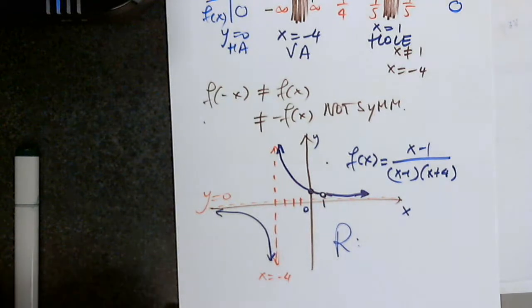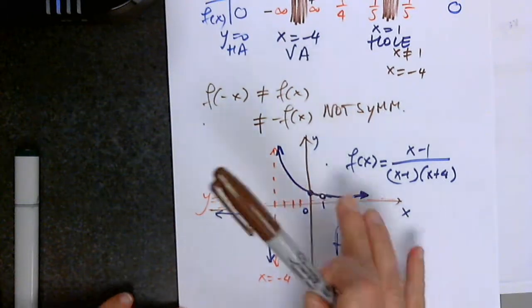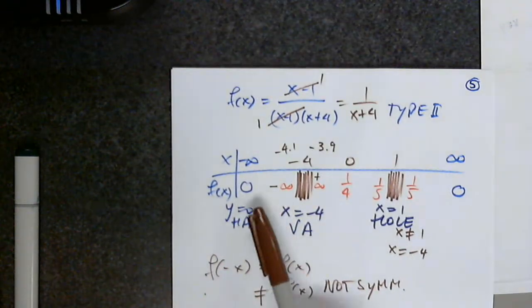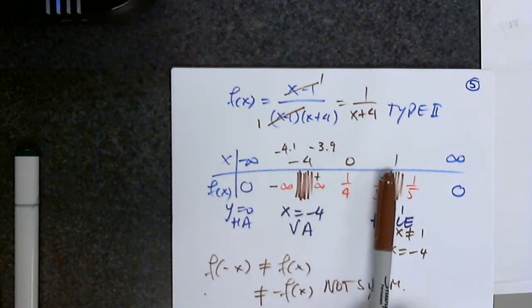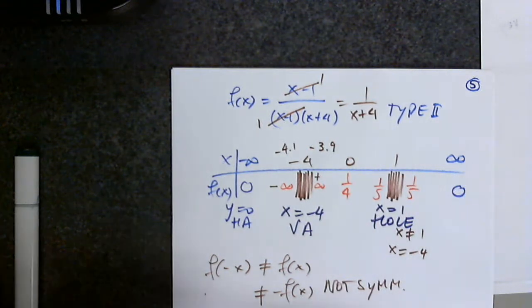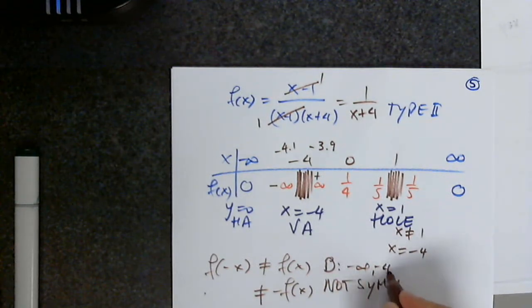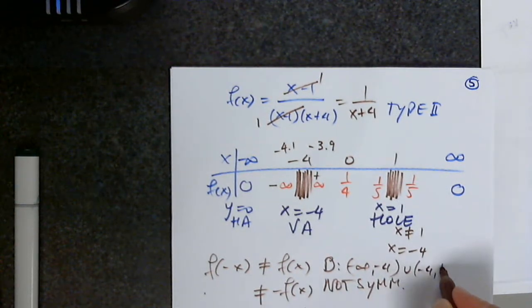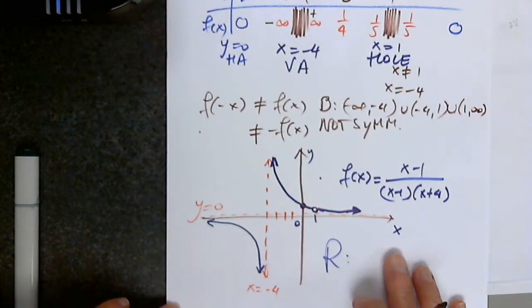Say it again. The range. So the domain is clear: between negative infinity and negative 4, union negative 4 to 1, union 1 to infinity. So let's write it. Domain: negative infinity to negative 4, union negative 4 to 1, union 1 to infinity. But I'm asking about the range now.